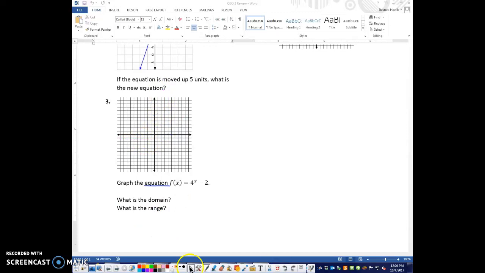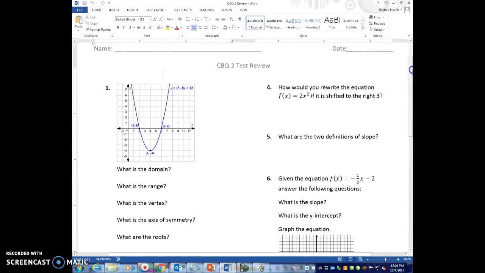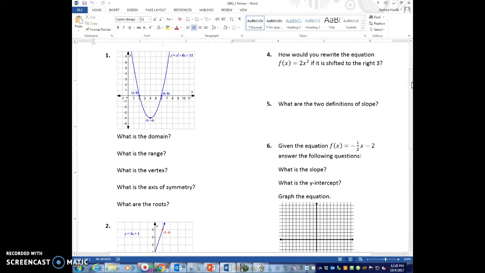All right, next one. Let's go to number 4. How would you rewrite the equation f of x equals 2x squared if it's shifted to the right 3?